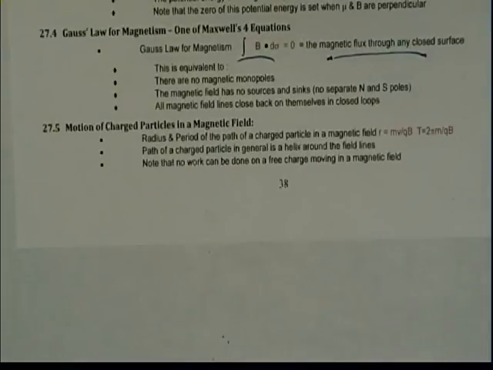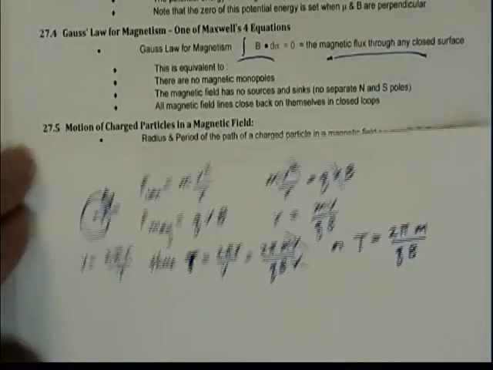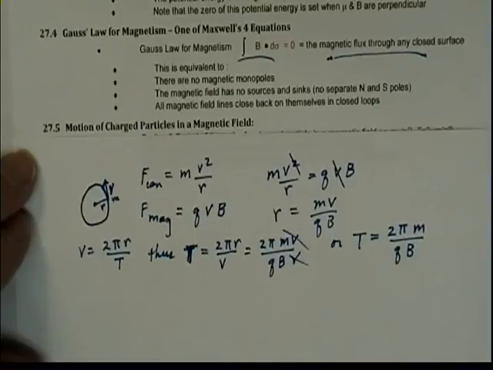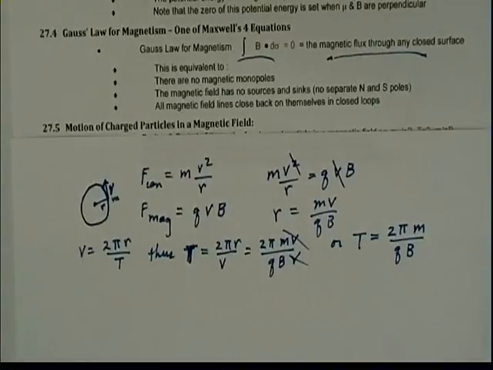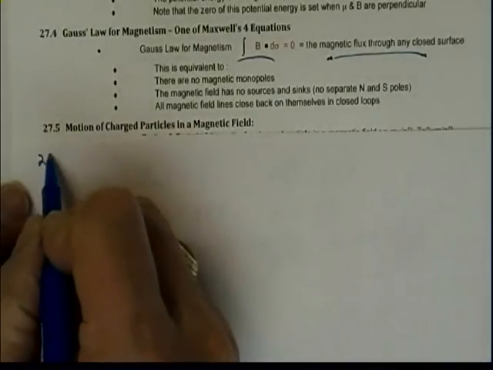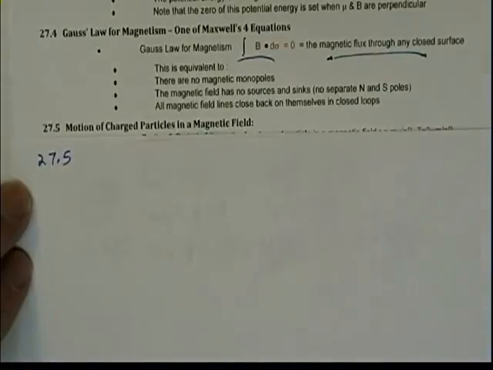This is the fifth and final section or module in our chapter on magnetic fields, chapter 27. And here we're going to take up the concept of the motion of charged particles in a magnetic field. This will be section 27.5.